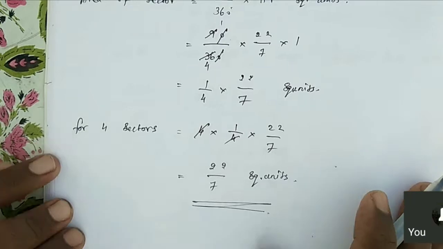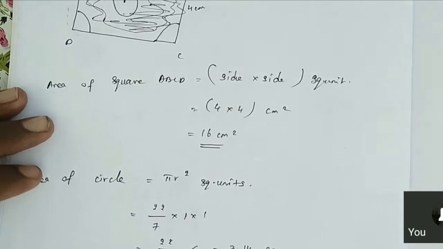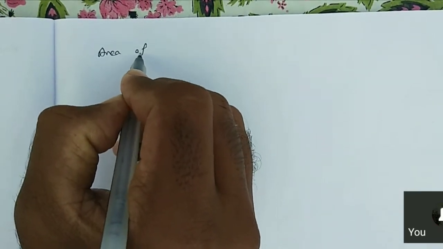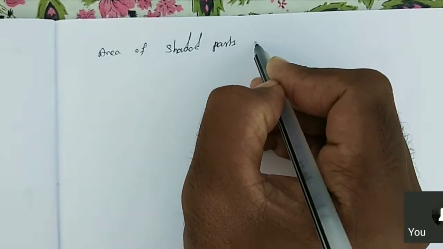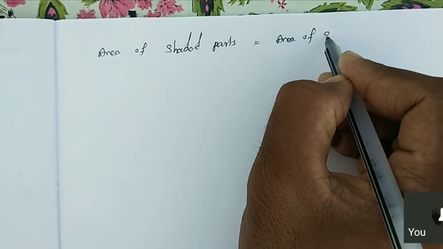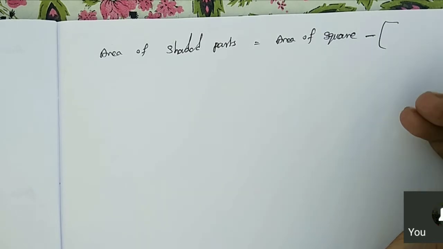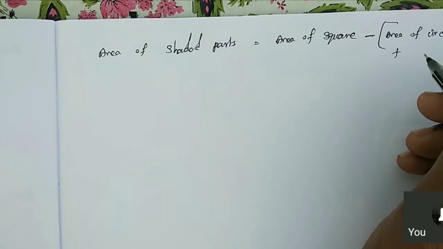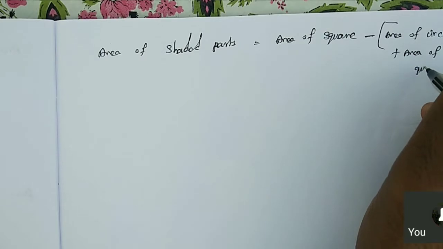So now we should add the area of the circle and the area of the 4 quadrants, and we can subtract from the 16, right? So area of the shaded part is equal to area of the square minus, we can subtract what are the things from that: area of circle plus one more, what is it? We can subtract what? Area of 4 quadrants.